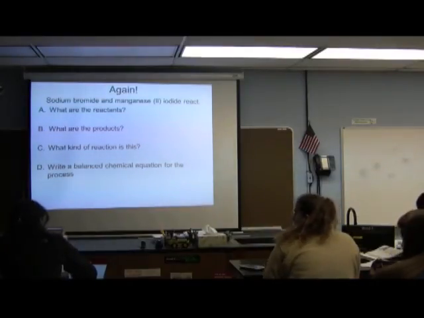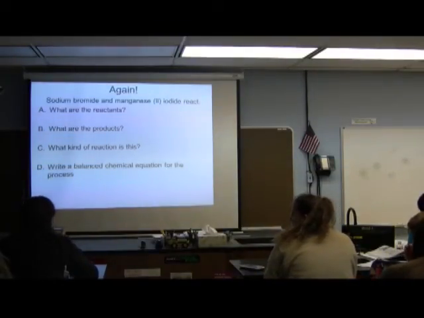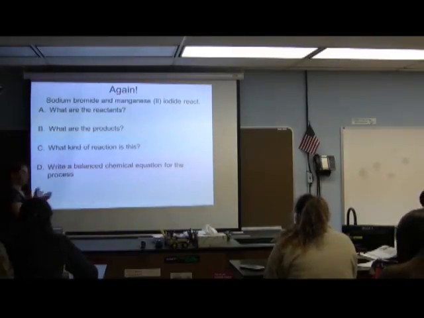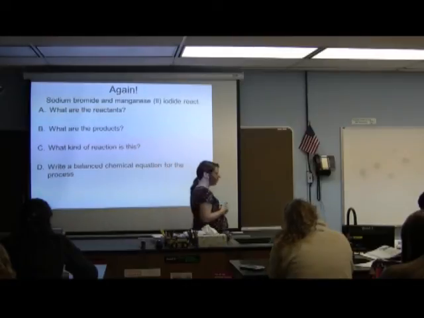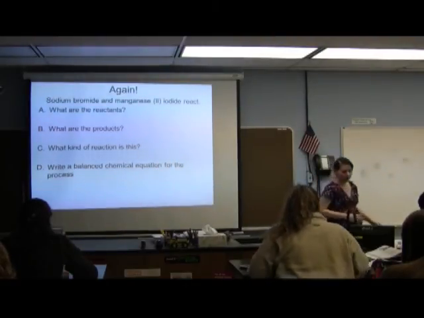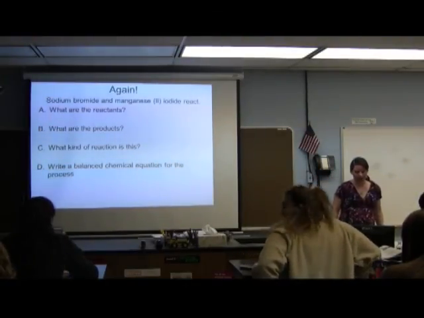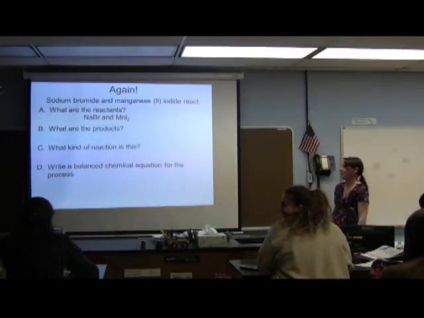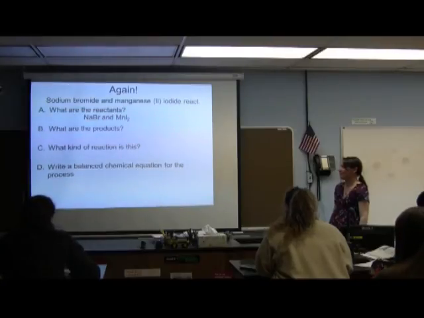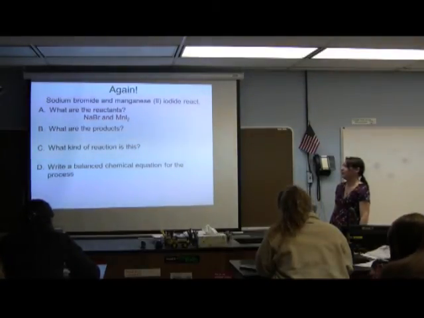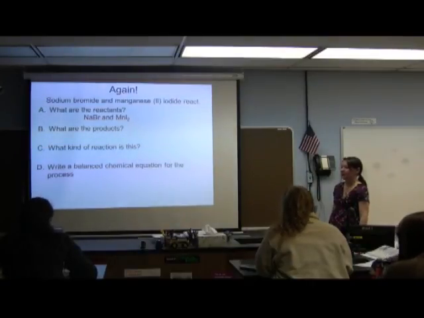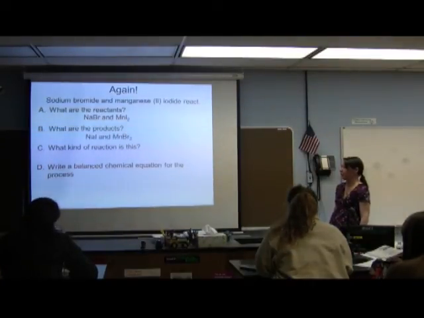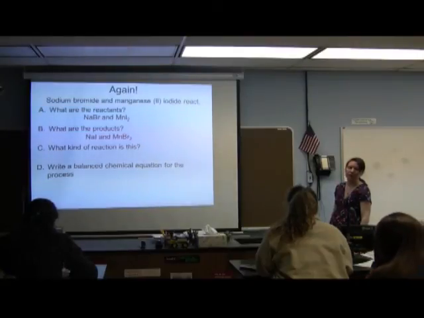It's looking like you guys are catching on to this really well, so pat yourself on the back. What are the reactants? What are the formulas? NaBr and not Mg, Mn, and I2. I got that. That's a really common mistake. And what are our products? NaI and MnBr2. Good. What kind of reaction do we have here?